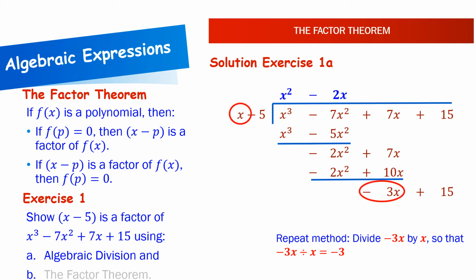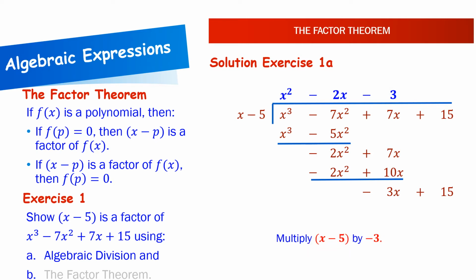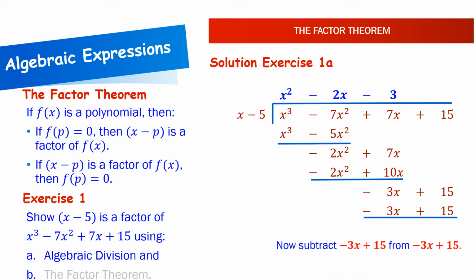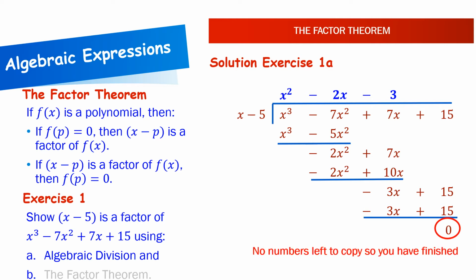Divide minus 3x by x to give minus 3 and position it as shown. And then multiply x minus 5 by minus 3 to give minus 3x plus 15. And finally, when we subtract minus 3x plus 15 from minus 3x plus 15, we obtain 0. As there are no more numbers left to copy, we've finished.